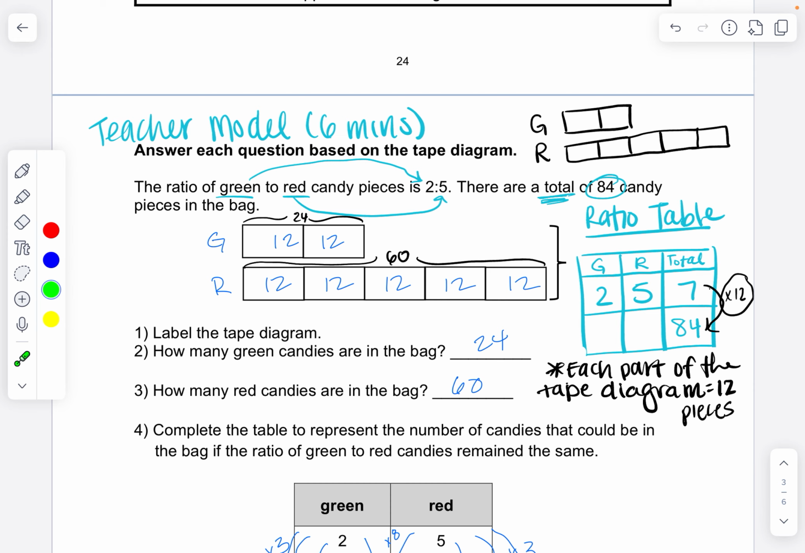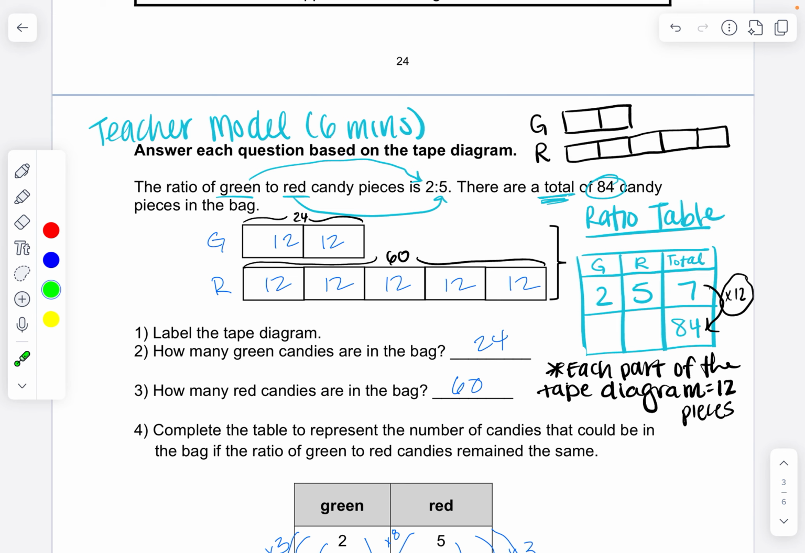So we talked about having green to red being 2 to 5, right? So green candy pieces is 2, and then we have 5 red candy pieces. If I have in one bag 2 and 5, that means I have a total of 7.